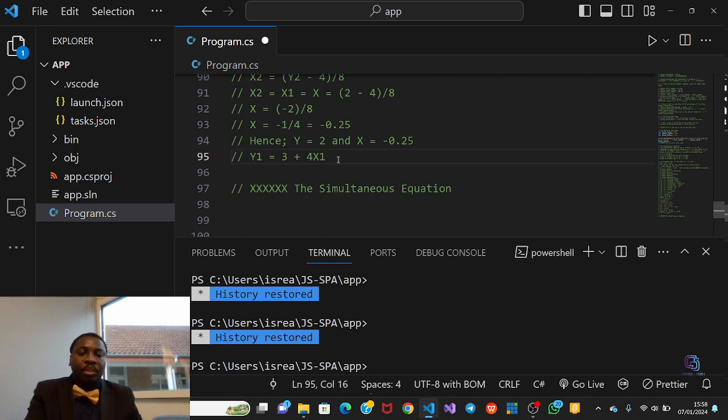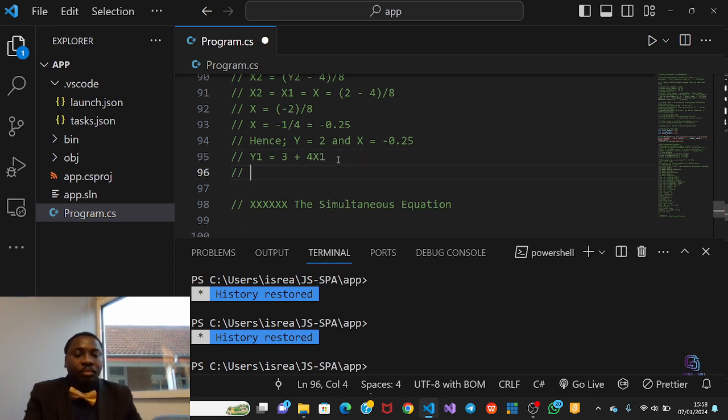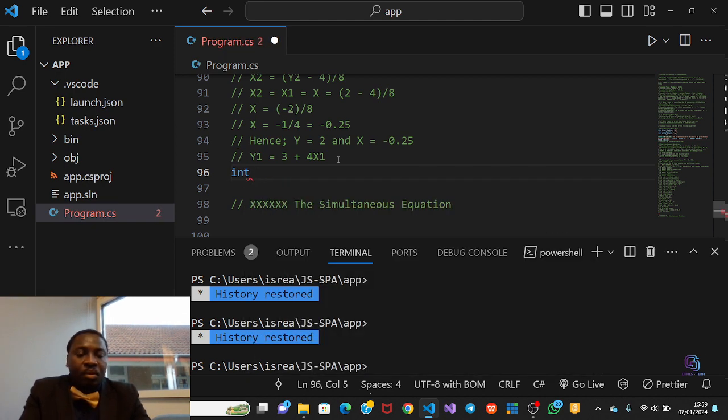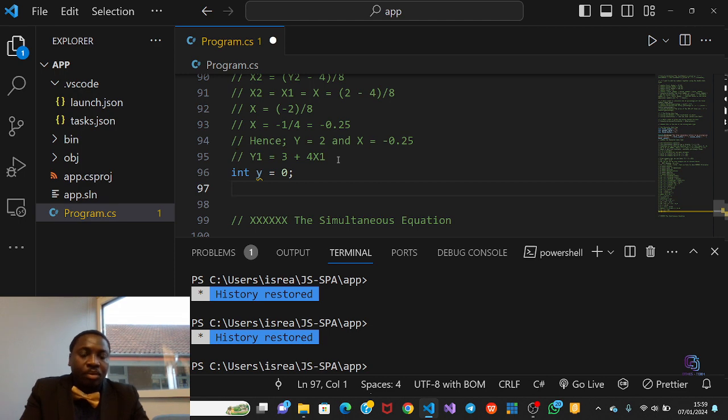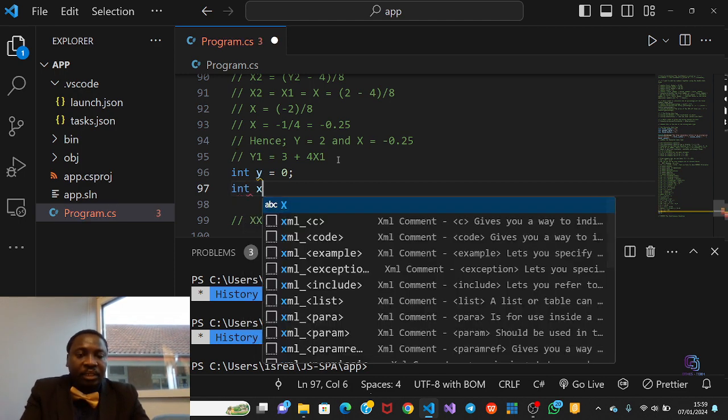So y1 is 3 plus 4x1. So we have it as y1 is equal to 3. Okay, so we're going to pick each variable. So we declare a variable. I can say int y is declared to be 0 because we want the value 0. So we have int x.